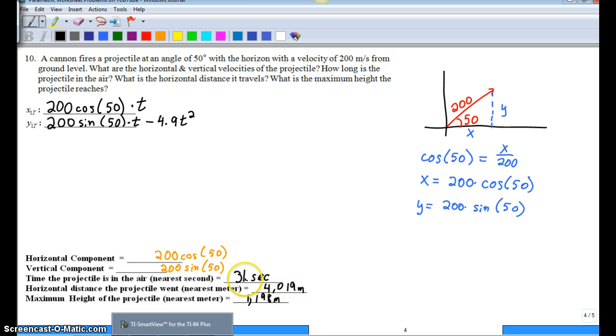Again, make sure you have your labels for seconds and meters. If we wanted to put a unit on the maximum height, that would also be meters. We have our components, we have our units: 31 seconds, 4,000 meters, and the maximum height. So that is how you do a problem like that, where your projectile is being launched at an angle.